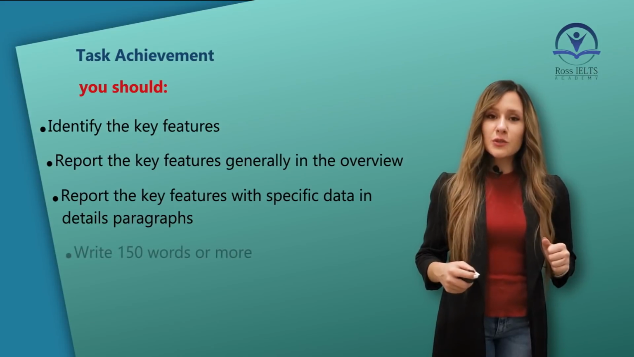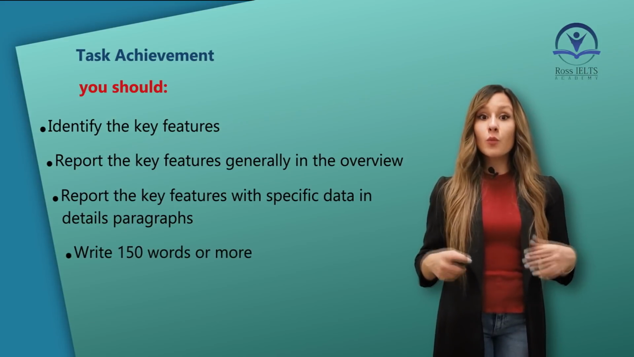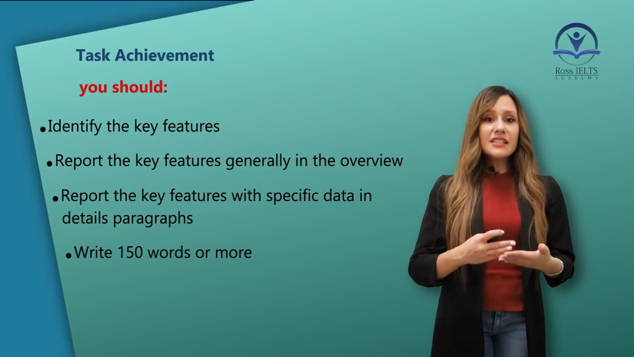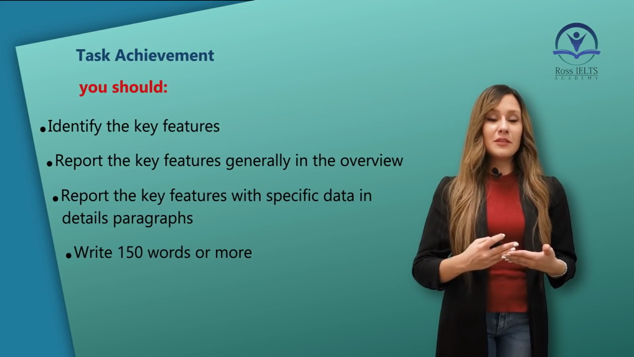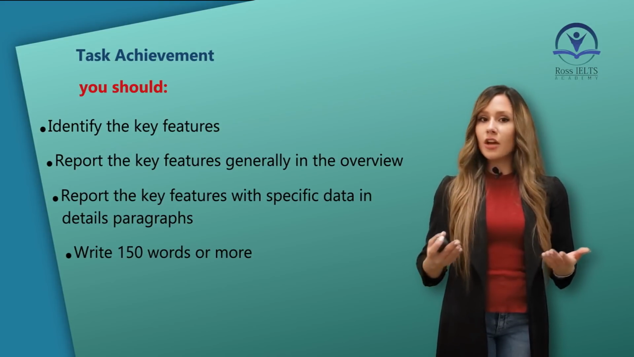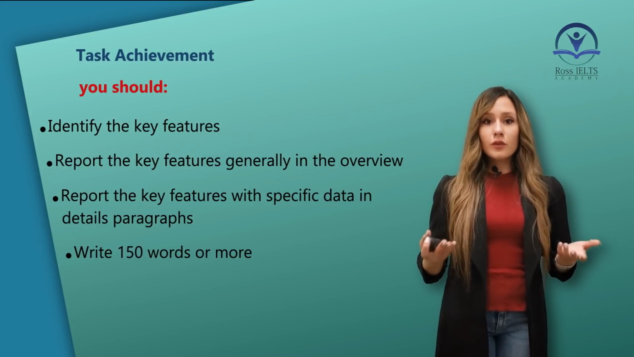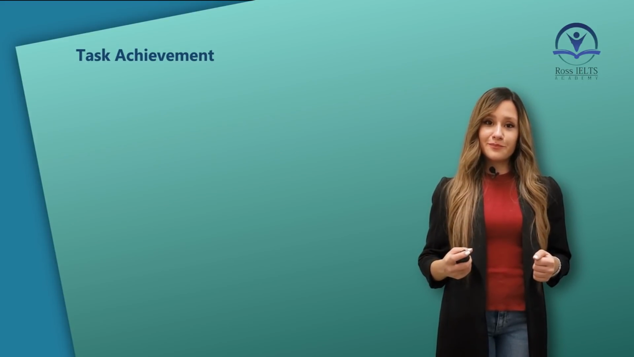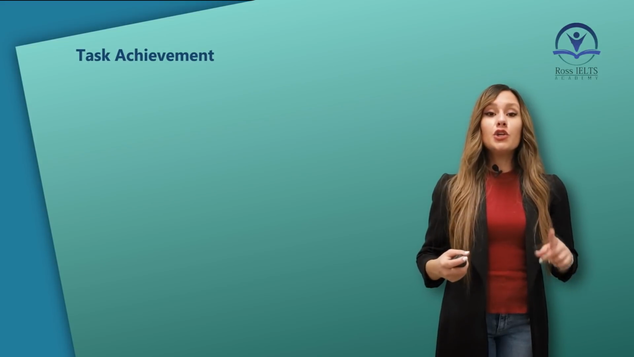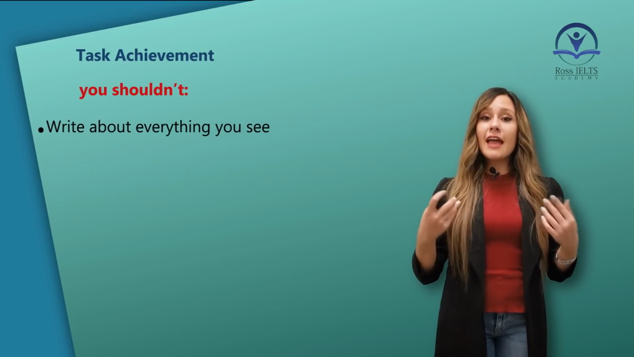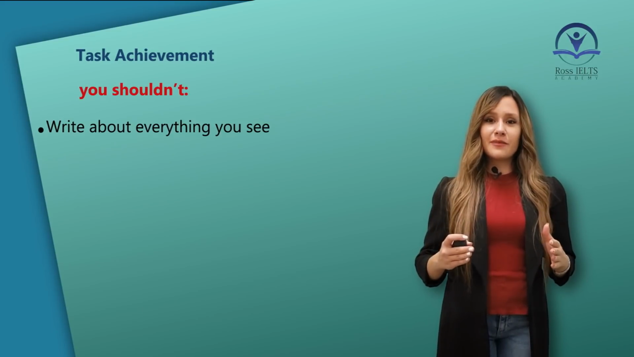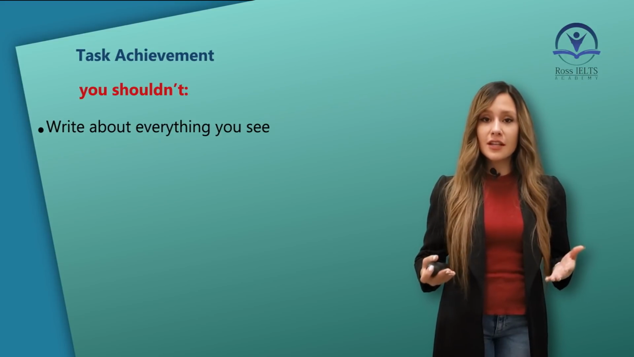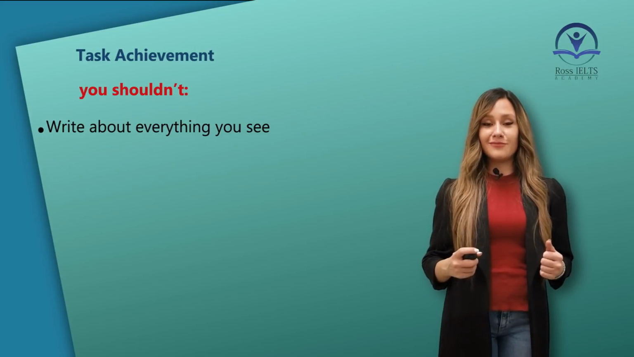The next thing you should do is to write 150 words or more. And once again, this task should be written in at least 150 words. It means that it can be more, but not less. Otherwise, you will lose mark in this criteria. So, you shouldn't write about everything you see. Of course not. Only the key features, as we are asked in the question itself to summarize the information.